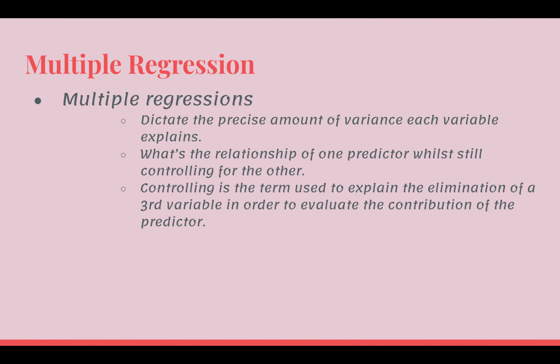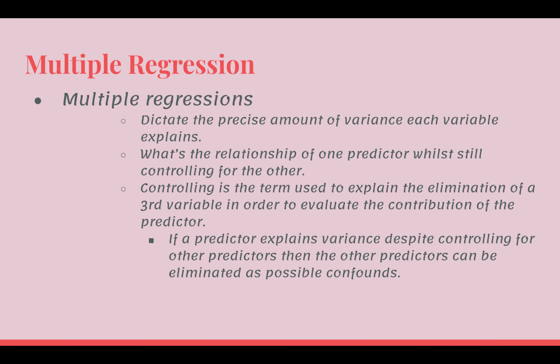Controlling is the term used to explain the elimination of a third variable in order to evaluate the contribution of the predictor. It is important to note that if a predictor explains variance despite controlling for other predictors, then the other predictors can be eliminated as possible confounds. The main goal of multiple regression is to eliminate as many confounds as possible.